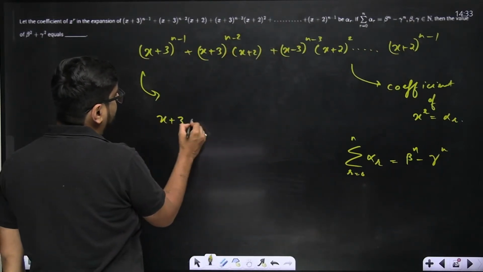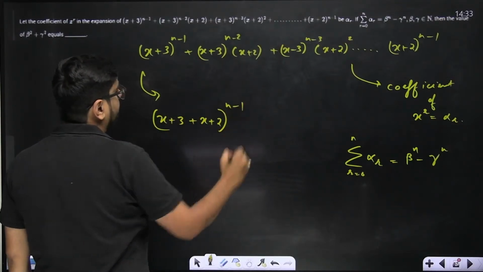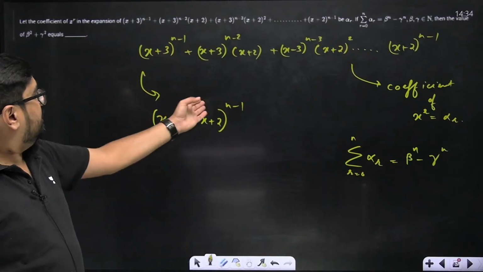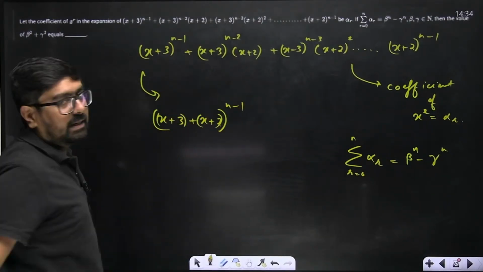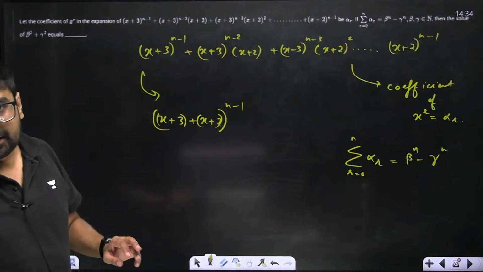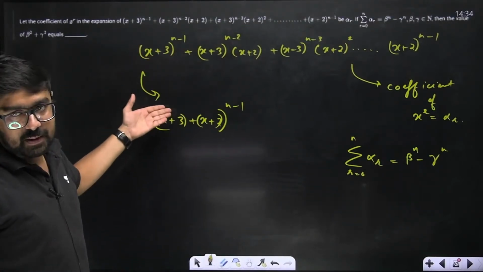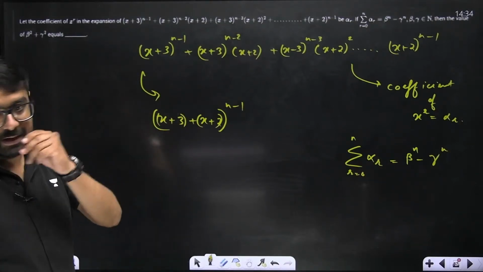This can be the expansion of (x plus 3) plus (x plus 2) to the power n minus 1. Yes or no? This can be the expansion of (x plus 3) plus (x plus 2) to the power n minus 1, isn't it? One way is this: we realize this expansion as the expansion of (x plus 3) plus (x plus 2) to the power n minus 1.